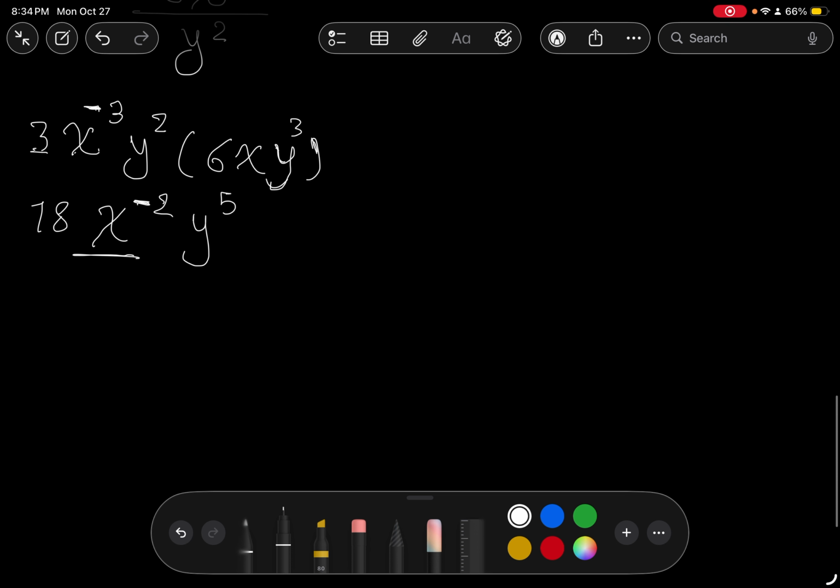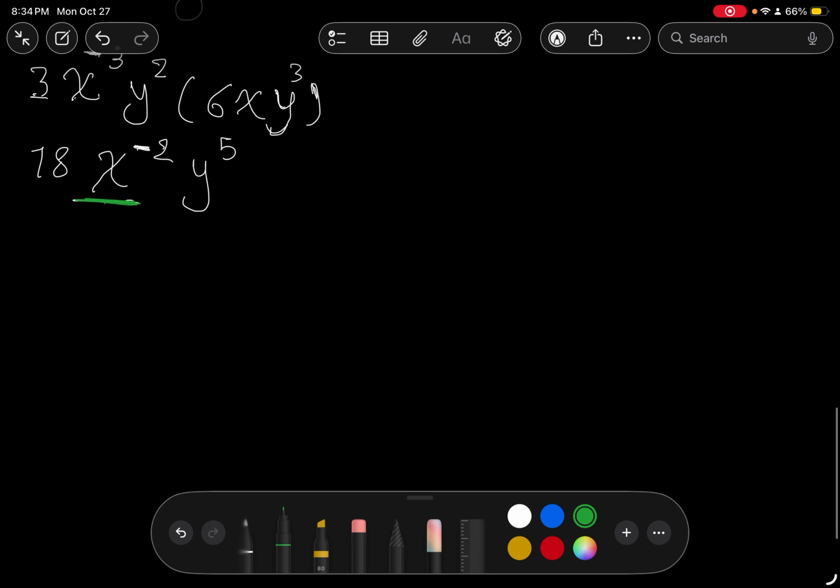So x to the negative 2 has a negative exponent. We should change it to a positive exponent, 18.